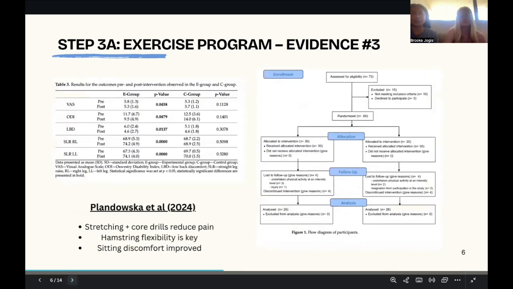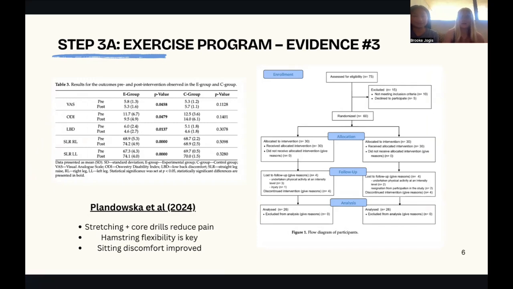For the third article, we picked the Plandoska 2024 article, which combined hamstring stretching, core control, and posture education in an 8-week intervention. As you can see in Table 3, it showed that hamstring flexibility increased by about 7 degrees and sitting discomfort improved significantly. These outcomes reinforce the importance of hamstrings, glutes, and erector spinae in maintaining posture during prolonged sitting.